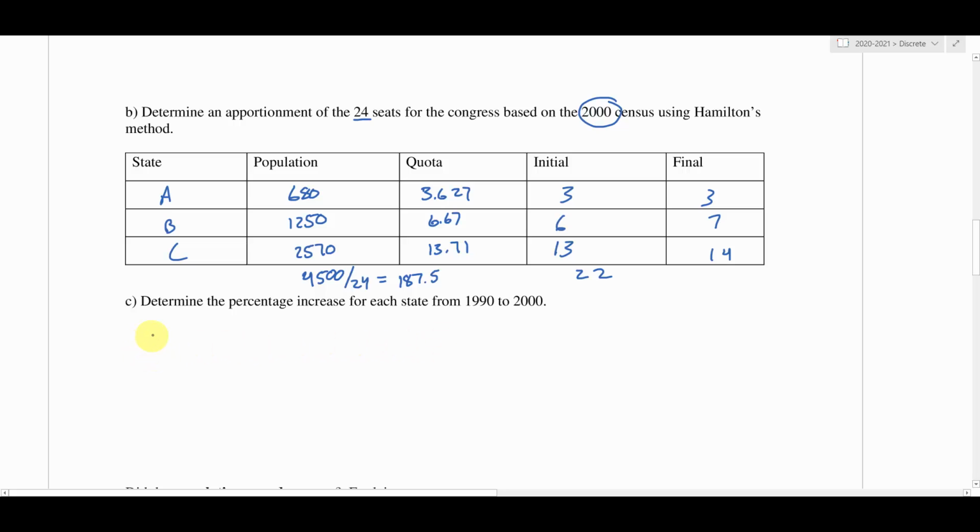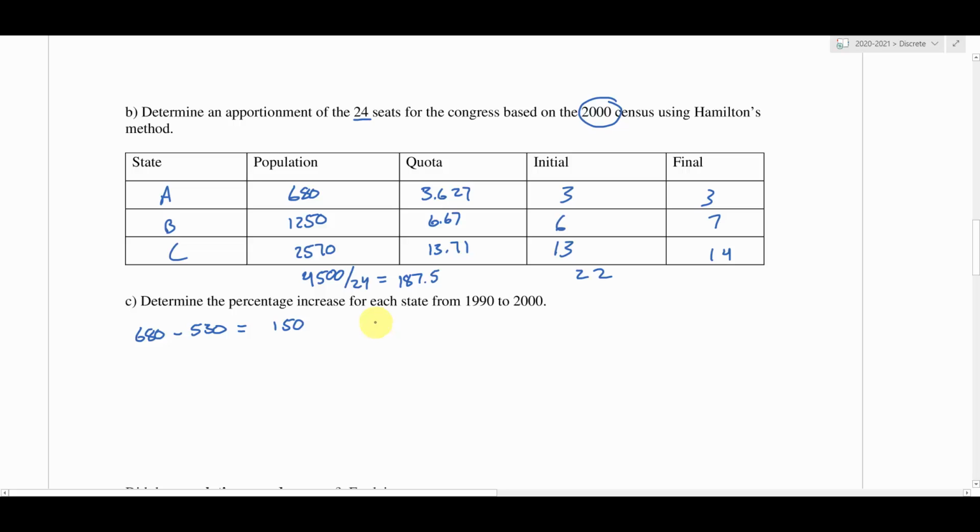All right, and I'm gonna spare you. I'll do one of the calculations, so that way you can see how to calculate a percentage increase. But I'm never gonna ask you to do this on a test or a quiz here. Okay, so for instance, if I wanted to calculate the percentage increase for state A, I would take our current population, which is 680, and I would subtract away the 1990 population, which was 530. So we had an increase of 150 people in that state.